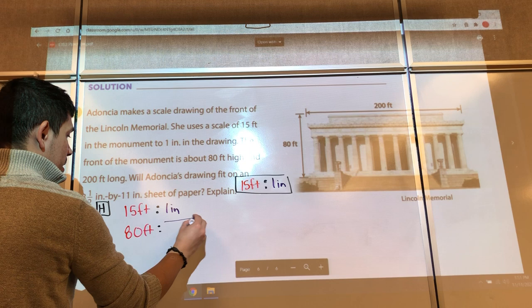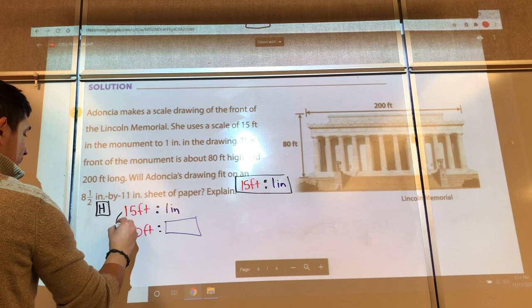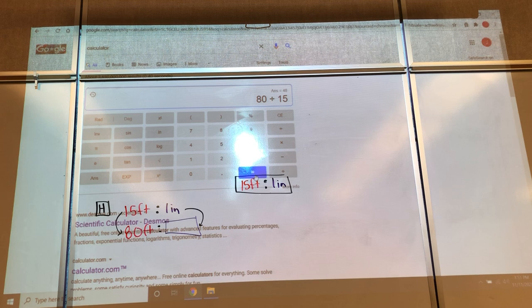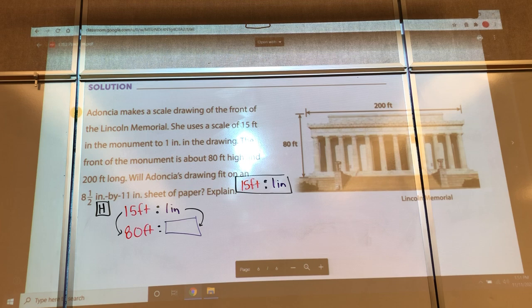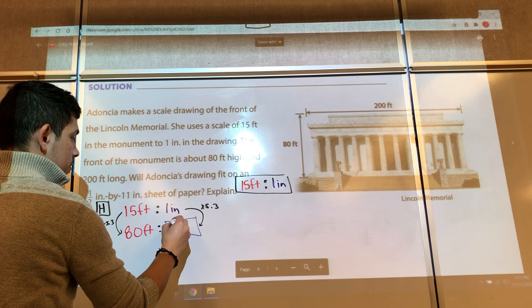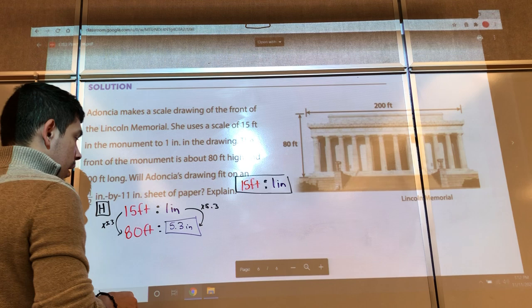So 15 times what gives us 80? If you do not know, use your calculator. So we're going to multiply by 5.3. So this would be 5.3 inches. Yep, that'll fit so far. That fits in that parameter. Very nice. Let's try now the length.